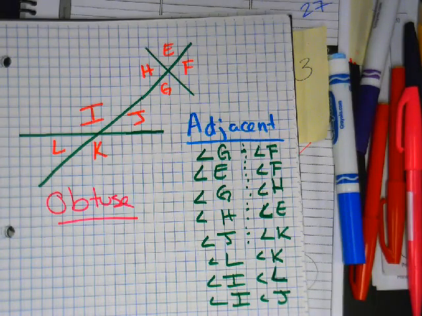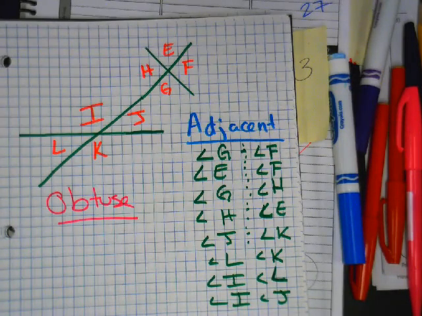Without using a protractor, which angle do you see that is 100% obtuse without a doubt? More than 90. Which angle is 100% obtuse? No doubt about it. Which angle? Name the angle.